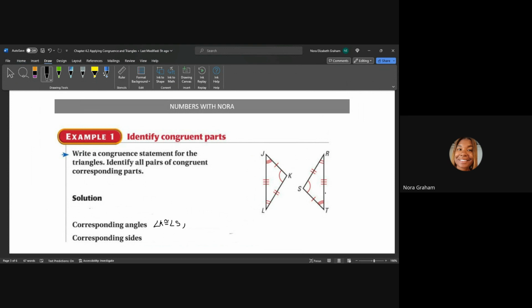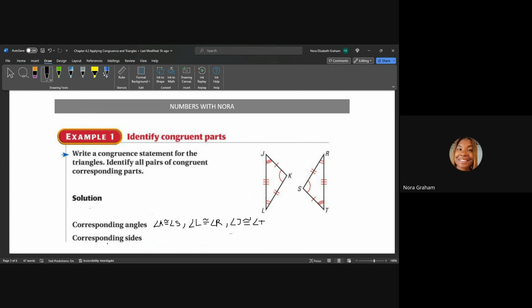Angle L is congruent to angle R. And then last but not least, we have angle J with the three arcs annotation, congruent to angle T. So those are all of our angles that are corresponding.